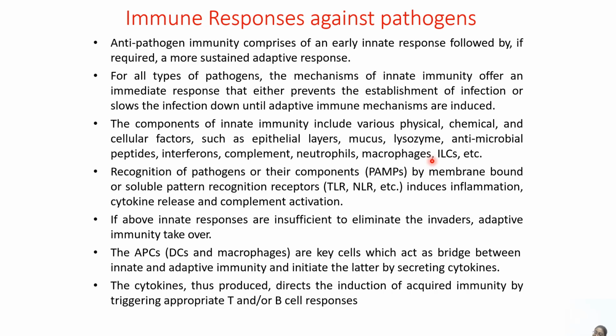The DCs, or dendritic cells, and the macrophages are key cells which act as the bridge between the innate and the adaptive immunity. They initiate the latter by secreting cytokines. The cytokines produced will direct the induction of acquired immunity by triggering appropriate T or B cell responses.